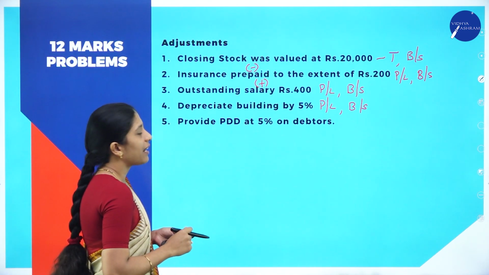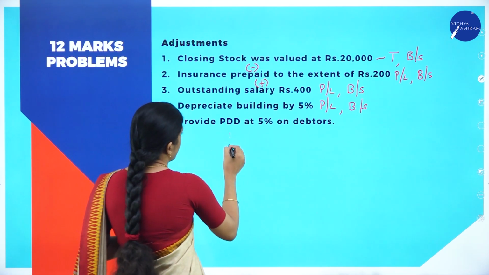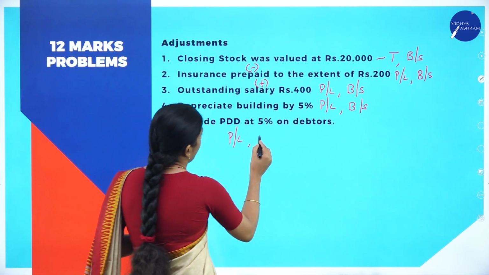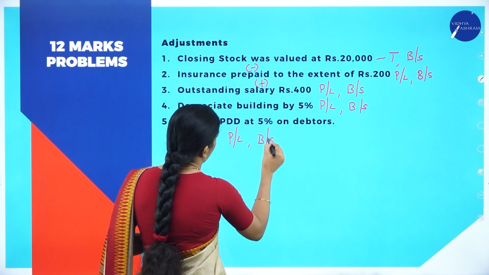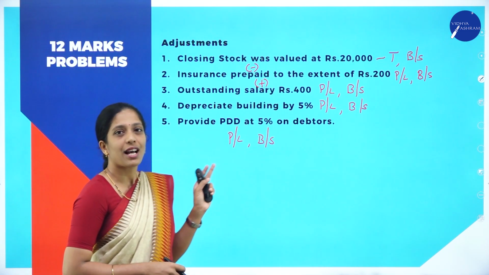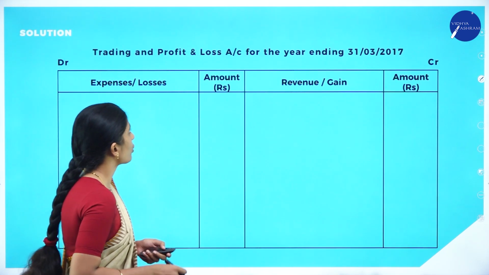Next, provide PDD at 5% on debtors. So once it has to be recorded in your P&L account, that is in the debit side, and in the balance sheet, that is from debtors, you have to minus PDD. So hope you are clear about it. These are the adjustments, so we shall directly solve the problem.